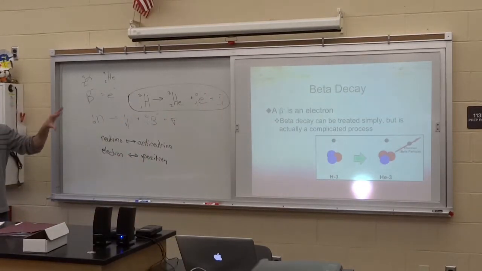Alright, let me give you another example, and you will need your periodic tables for this, and we'll move on to gamma decay. So while we're getting our periodic tables out, let's start with Jacob.